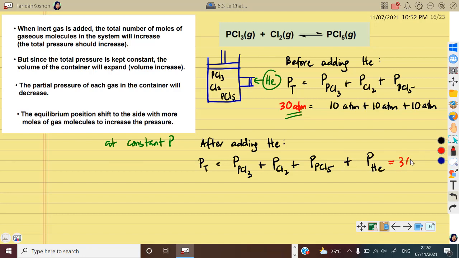mesti 30 atm juga. Okey, jadi apa yang berlaku after adding helium ni, at constant pressure. Kena ingat, after adding helium at constant pressure, the P total should increase sepatutnya. Sepatutnya kena increase lah. Okey, kan? Kalau you tengok kat sini pun dah ditulis, the total pressure should increase. But since the total pressure must be kept constant at 30 atm sebagai contoh, okey. Jadi apa yang berlaku? Nak pastikan total pressure tu maintain 30 atm.